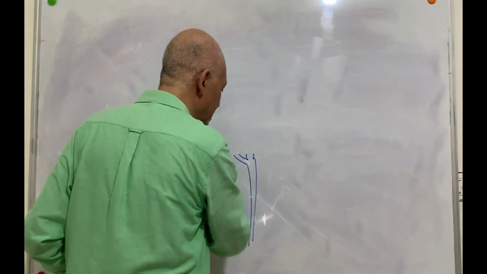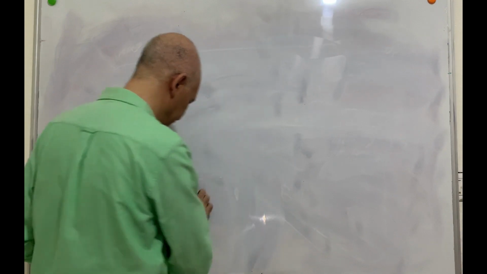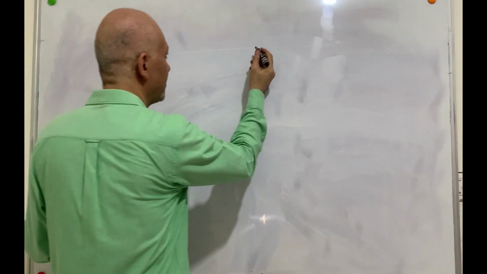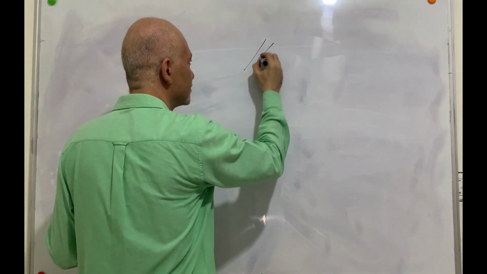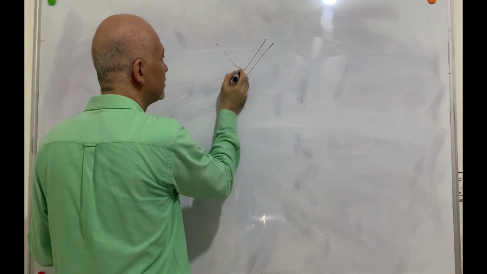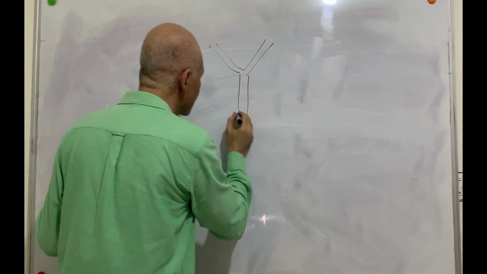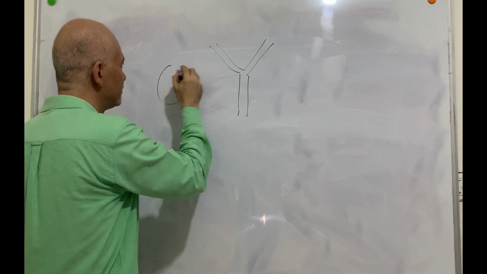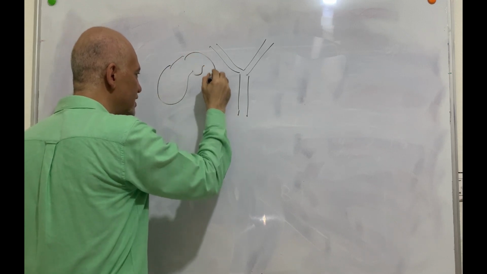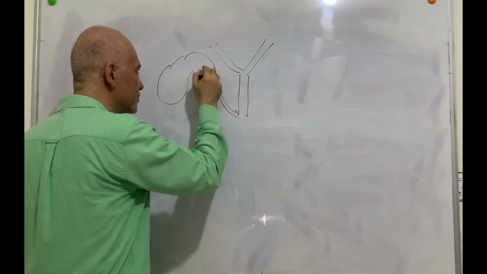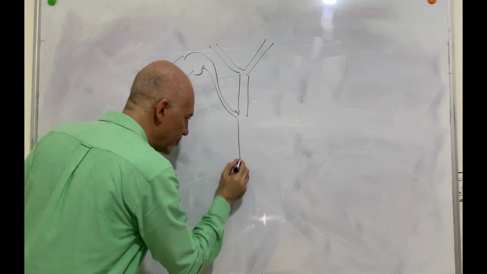But again, in the extrahepatic biliary system we have the left hepatic duct, right hepatic duct, and common hepatic duct, gallbladder, cystic duct, and common bile duct.